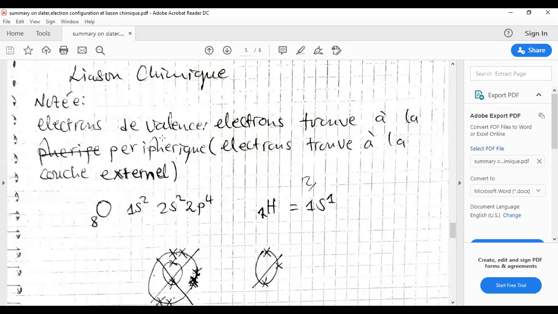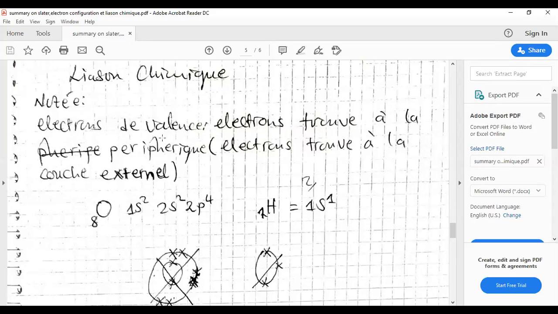For you to understand this topic very well, you have to have the foundation in such a way that you know what the valence electron is. If you know what the valence electron is, this topic, liaison chimique, will be the simplest topic for you.